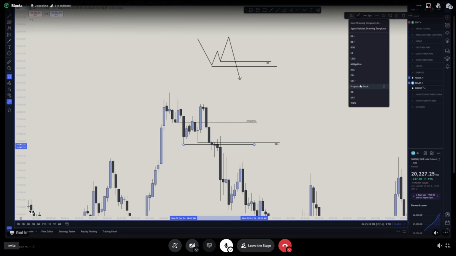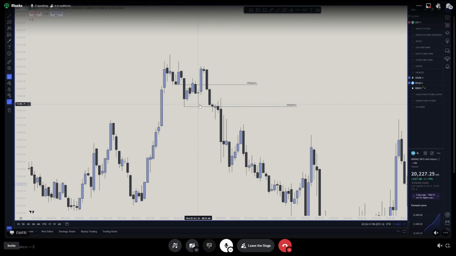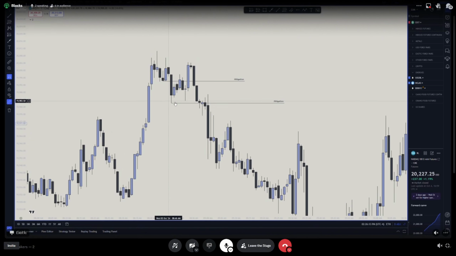But by definition and by patterns, if we want to consider this a pattern, this is technically a breaker. By definition, I would not be considering this a breaker though. You will not catch me classifying this as a breaker, and you'll find me classifying this as a mitigation block because this is our real high, right?